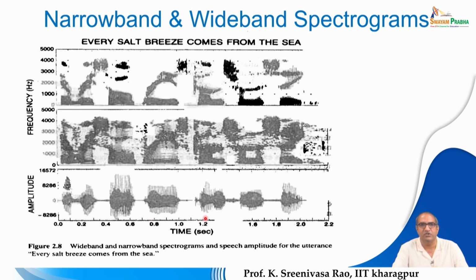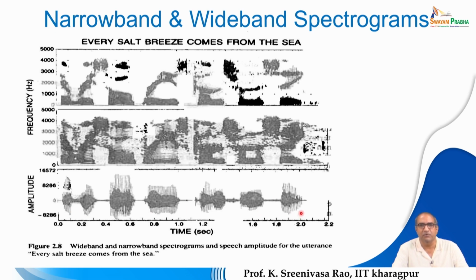This signal corresponds to the speech phrase, every salt breeze comes from the sea. For that particular utterance, this is the corresponding signal in the time domain. From it one can observe that the signal amplitude is varying: at certain portions it is higher, at certain portions it is very low, and at certain portions the signal is somewhat random. The signal duration is about 2 seconds.